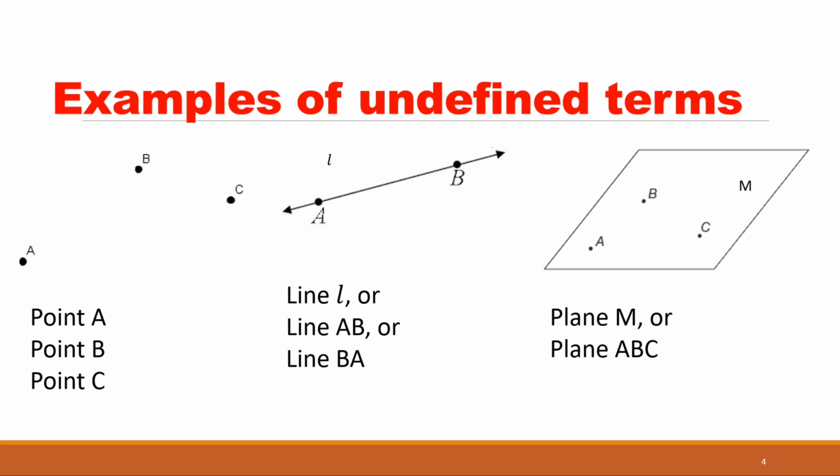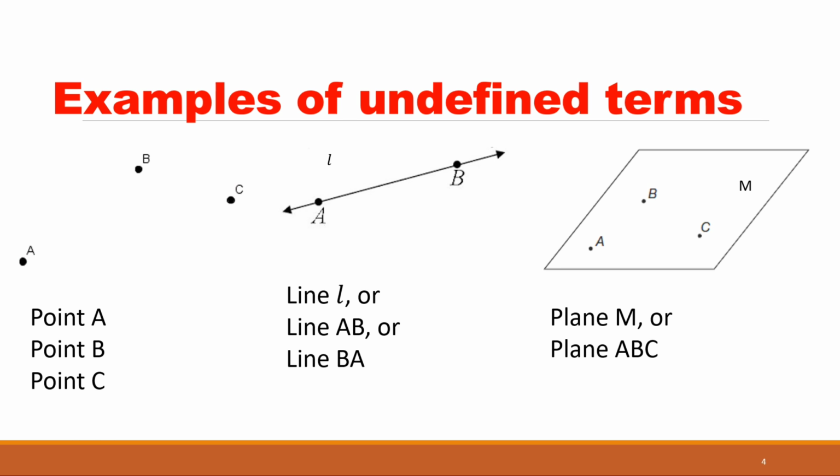Let's have examples of these undefined terms. As you can see on the screen, we have point A, point B, point C. How are you going to name those by point? Using capital letters. So you can write point A, point B, point C.